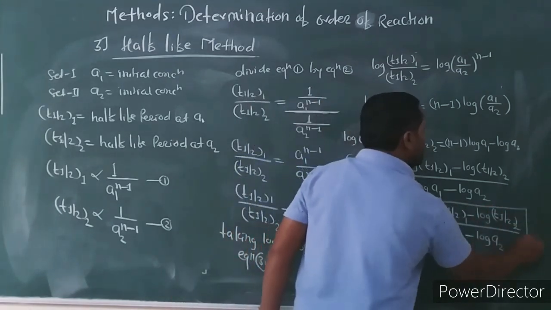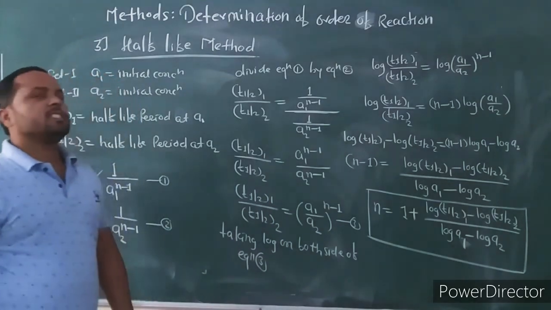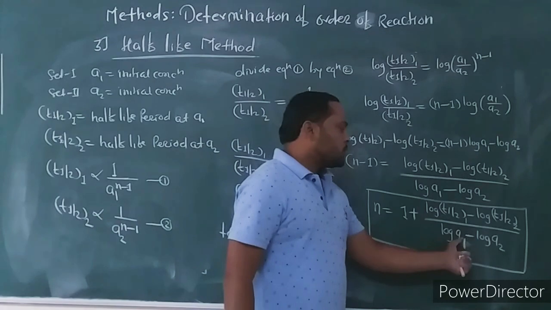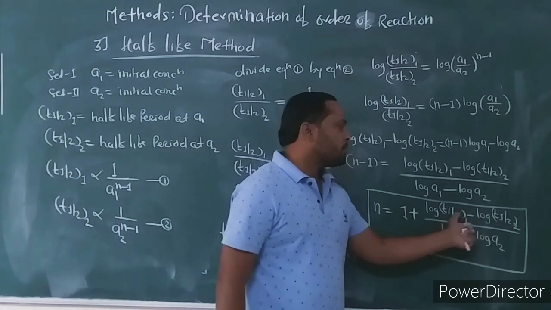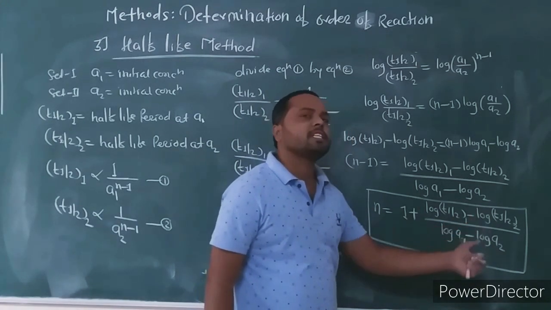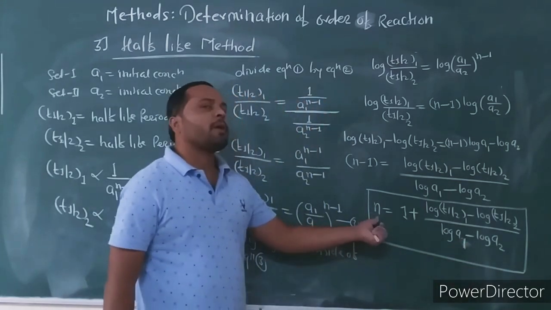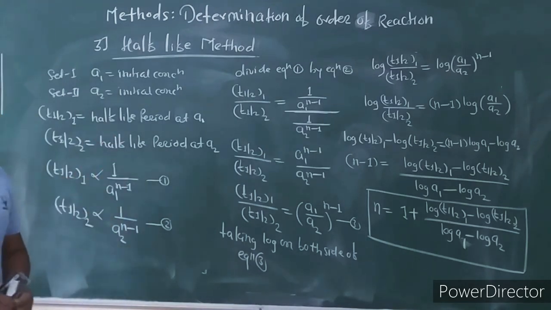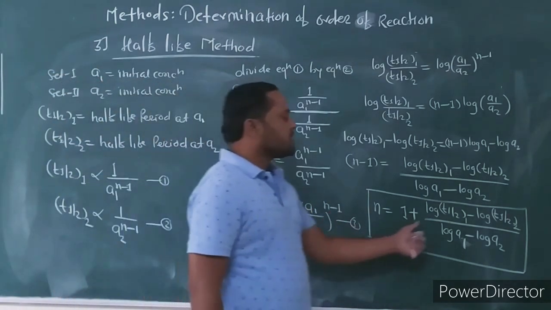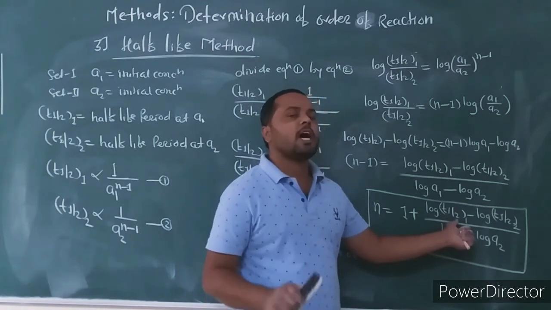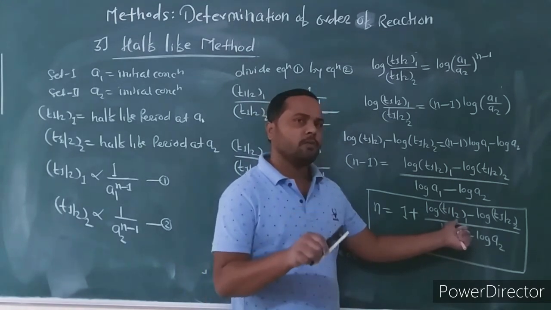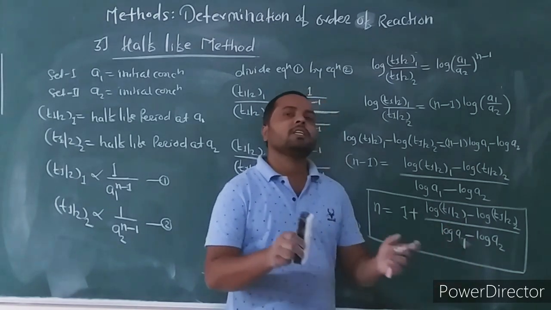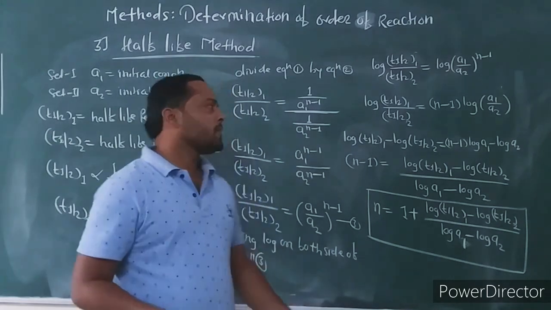By using this equation, we can determine the order of chemical reaction. At two initial concentrations A1 and A2, we can measure half-life periods T half 1 and T half 2, and then we can determine the order of chemical reaction. This is the half-life method. N is the order of reaction; T half 1 and T half 2 are the half-life periods at initial concentration A1 and initial concentration A2 respectively. A1 and A2 are initial concentrations.